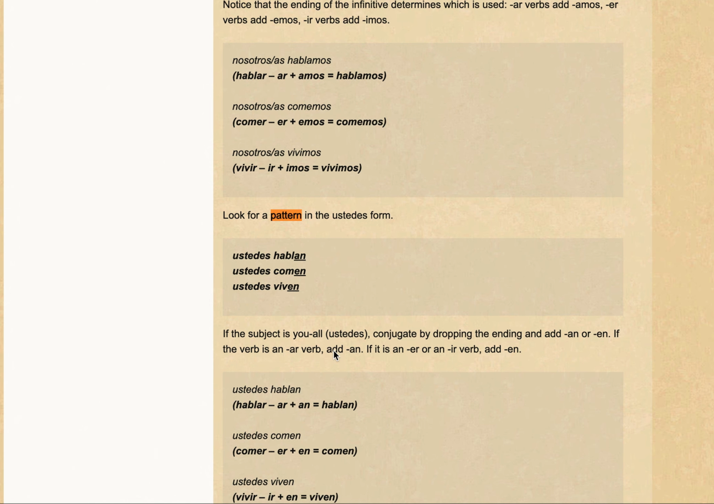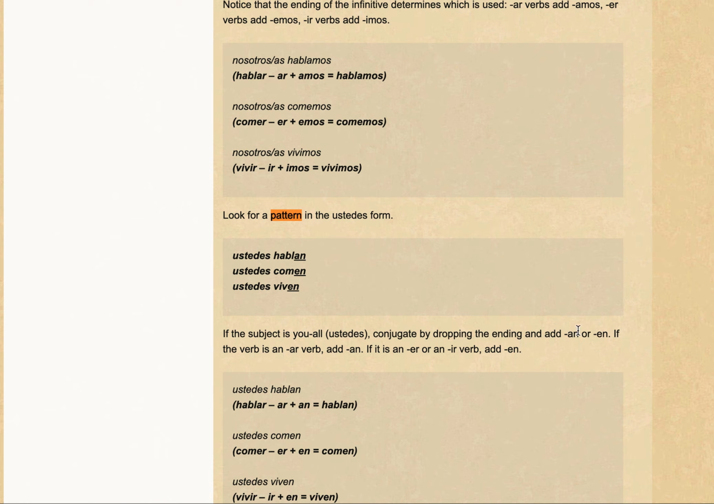So here's the rule: if the subject is you all, ustedes, conjugate by dropping the ending as usual and add an an or en. If the verb is an AR verb, add an an. If it's an ER or IR verb, add an en. So it's an or en.